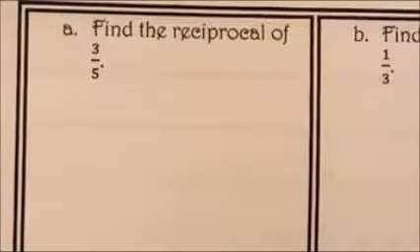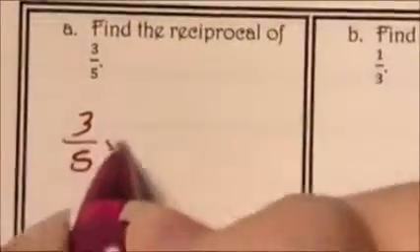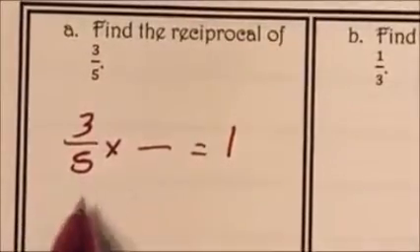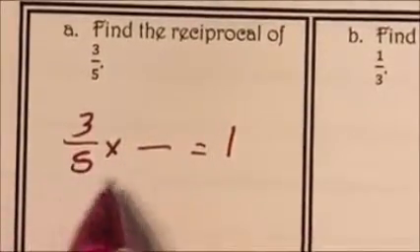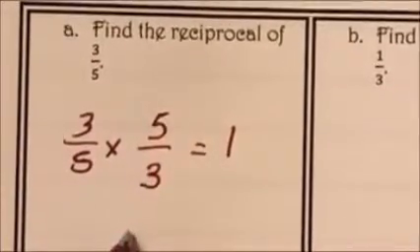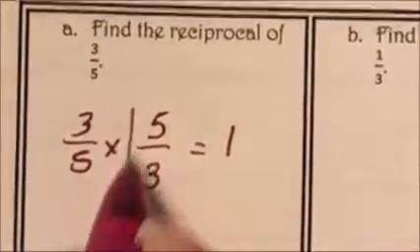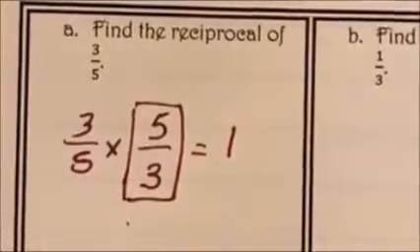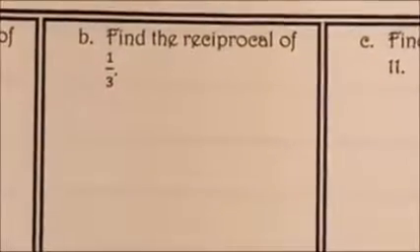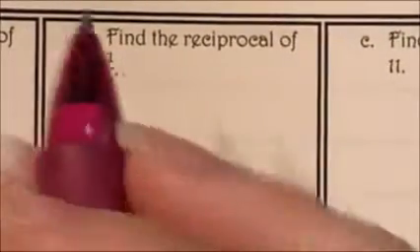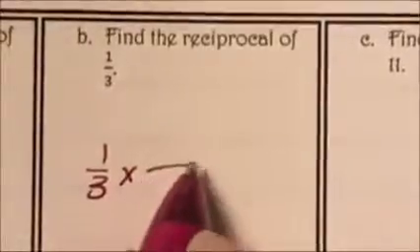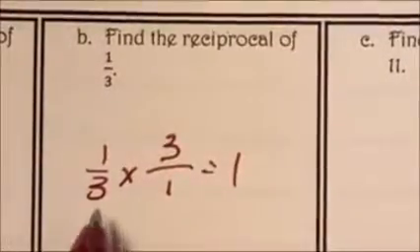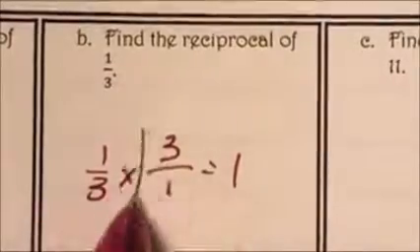Letter A says find the reciprocal of 3/5. Okay, so I have 3/5 times something will equal 1, right? So I need to change this. So my reciprocal is 5/3. For letter B, find the reciprocal of 1/3. So the reciprocal of 1/3, since 1/3 times 3/1 would give me 1, 3/1 is my reciprocal.